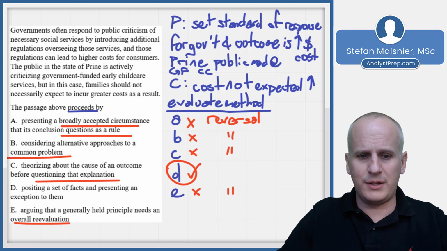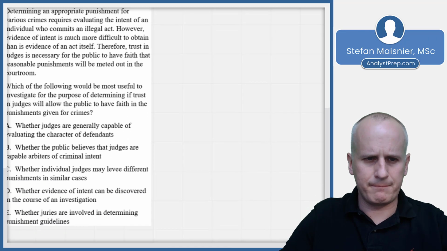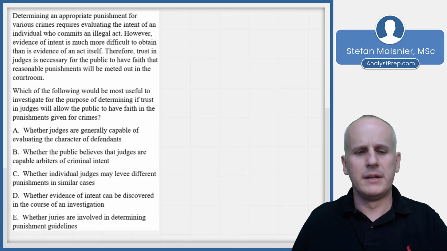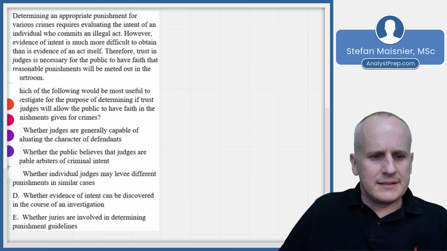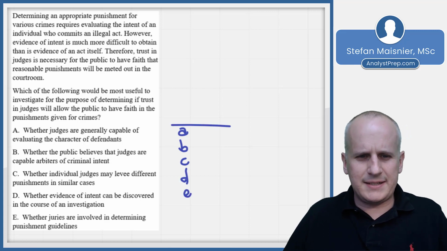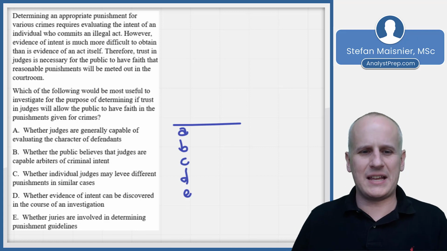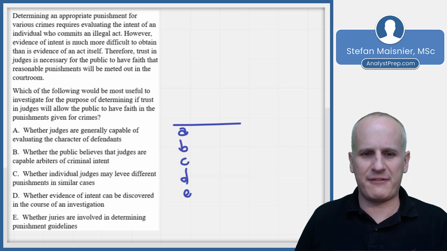So let's scroll on down and we'll take a look at one more example here. Frame that up a little bit. So setting up the scratch work, as always, we got A, B, C, D, E. And this time, we're being asked which of the following would be most useful to investigate for the purpose of determining if trust in judges will allow the public to have faith in the punishments for given crimes.